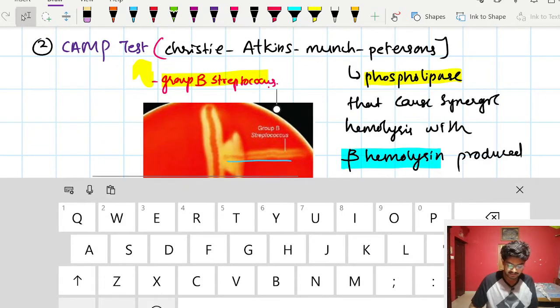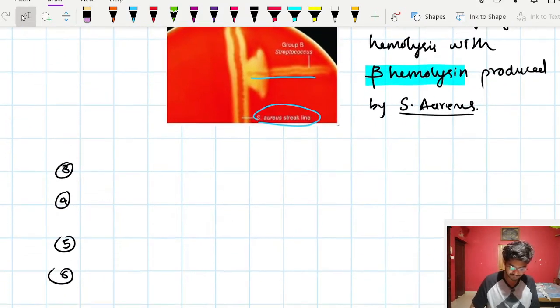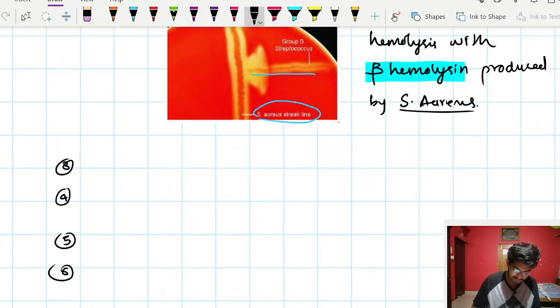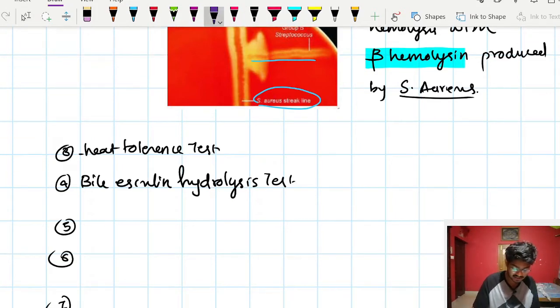Then our third and fourth tests we will study together, okay. That is the heat tolerance test. Then the fourth one is the bile esculin hydrolysis test. So why do we study these together? Because these are both given positive by Enterococcus.